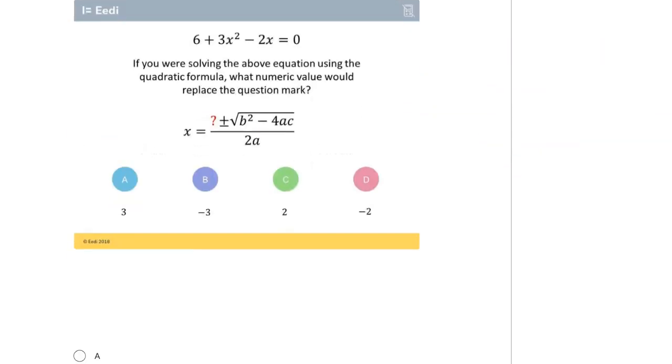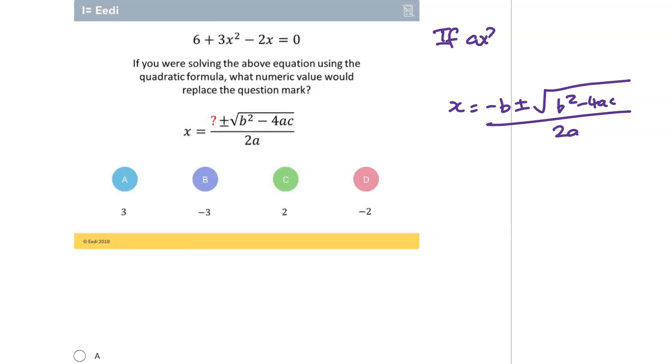If you were solving using the quadratic formula, what numeric value would replace the question mark? Remember, the important thing with the quadratic formula, it's not just this, x equals negative b plus or minus the square root of b squared minus 4ac divided by 2a. Hope you're thinking about the dancing baby while you're singing the song in your head there. But there's a bit that comes before that. That is, if ax squared plus bx plus c equals 0, then x equals, and the rest of your quadratic formula there.